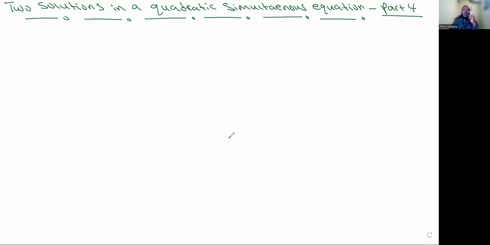So today we'll be talking about two solutions in quadratic simultaneous equations. Basically, we're looking at quadratic simultaneous equations that have two solutions. In the previous video, we talked about quadratic simultaneous equations that have no solutions and those that have one solution. So now we're going to talk about those that have two solutions.